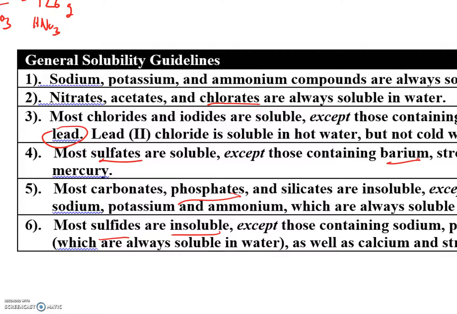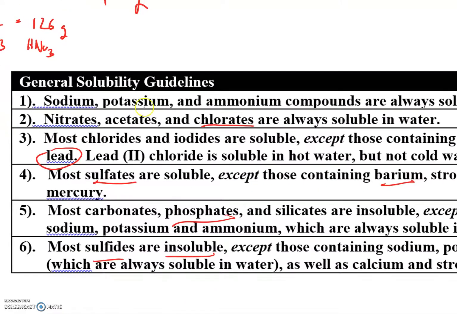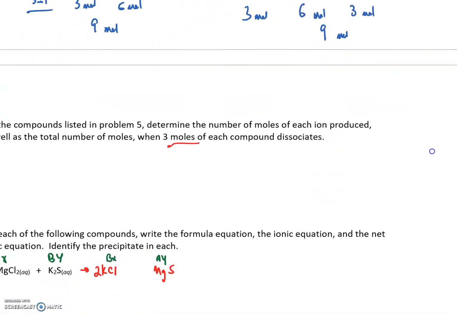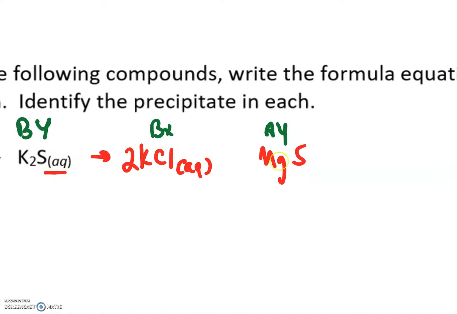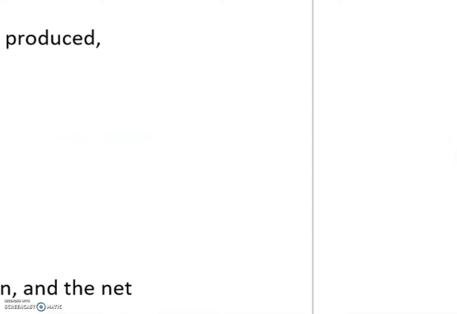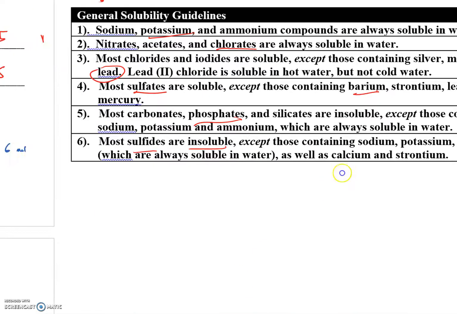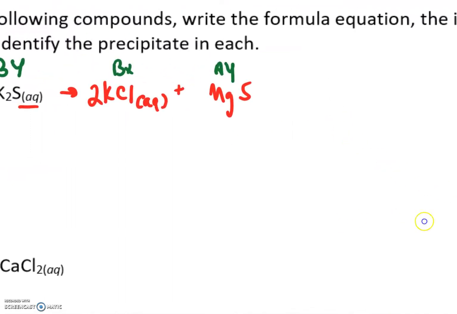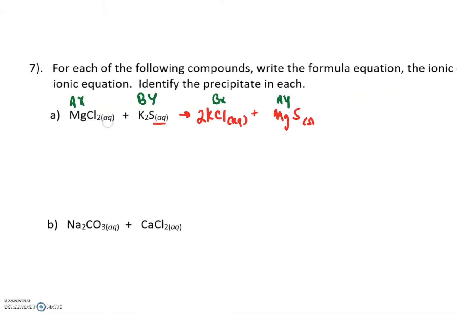One of our products is potassium chloride, and anything that's got potassium in it is automatically soluble. So that means that this is going to remain aqueous, which is what that means. But here is our magnesium sulfide, and it says right here that most sulfides are insoluble, unless they contain sodium, potassium, and ammonium, and calcium and strontium. Well, none of those are this guy. So that means that this is our precipitate.